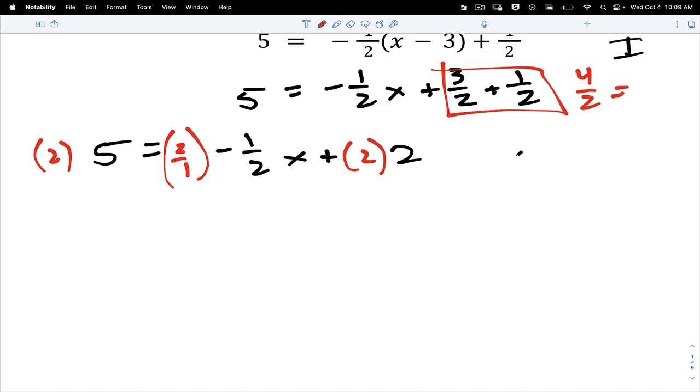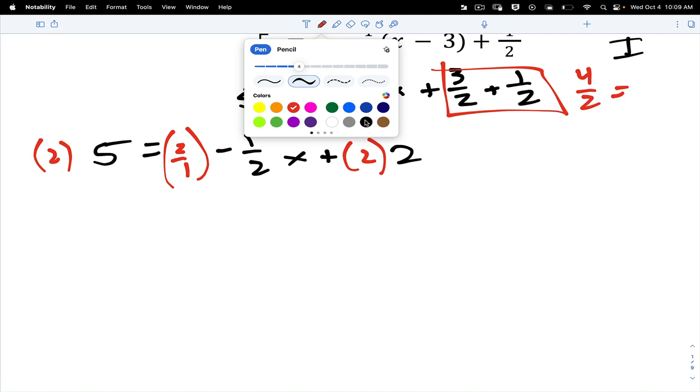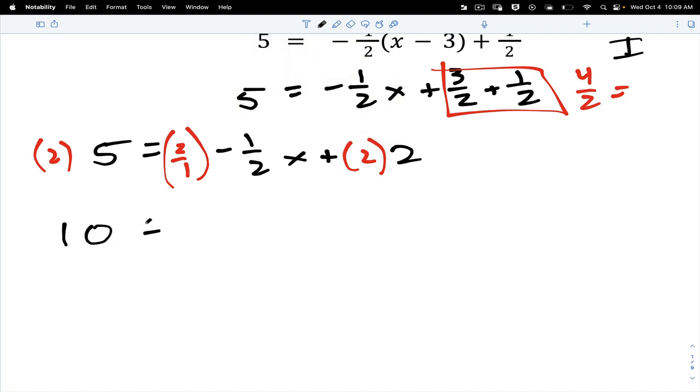You're good. Raiden, what does the left side become? 10. 2 times 5 is 10. What is the right side going to look like? 1 or negative 1? This cancels, it becomes negative 1. And 2 times 2, Raiden? Okay. Let's subtract 4. Subtract 4.